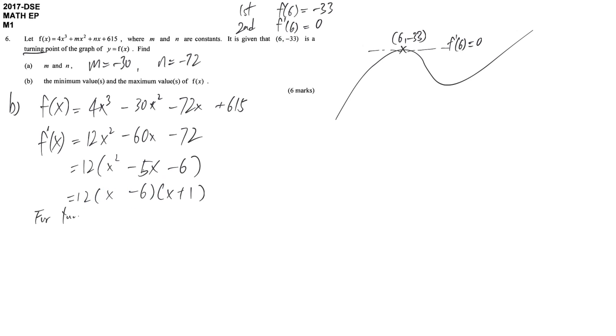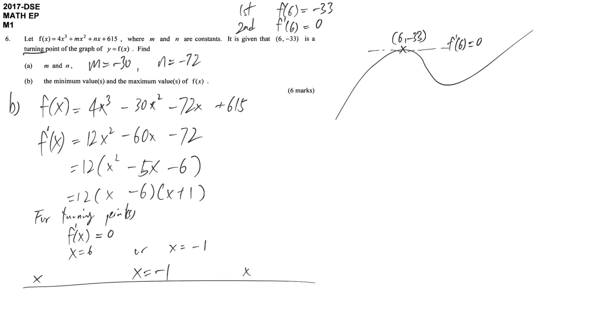For turning points, f'(x) equals 0. That means x equals 6 or x equals -1. Then we can construct the table. We separate our input into sections, separated by the points x equal to -1 and x equal to 6. We don't have any limitation on x, it is all real values. So this is x smaller than -1, x between -1 and 6, and x larger than 6.